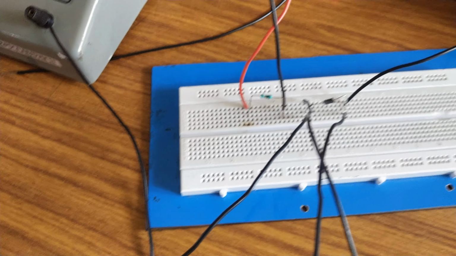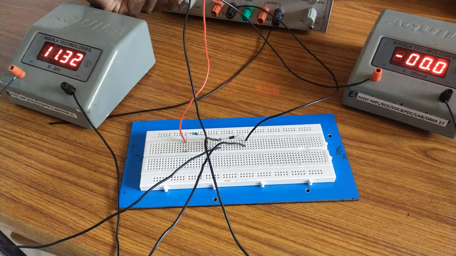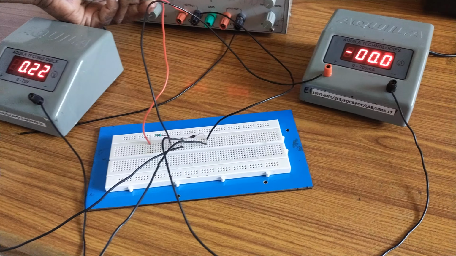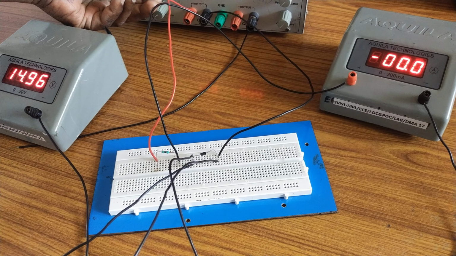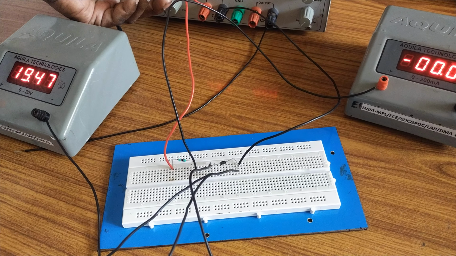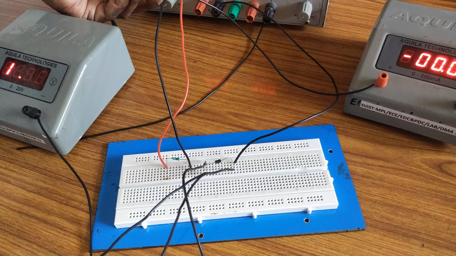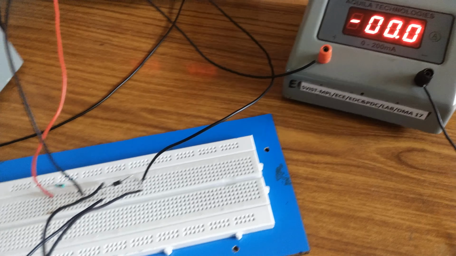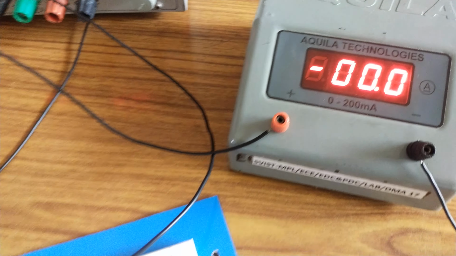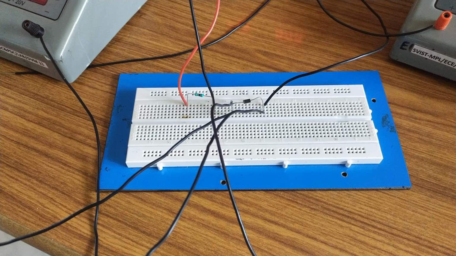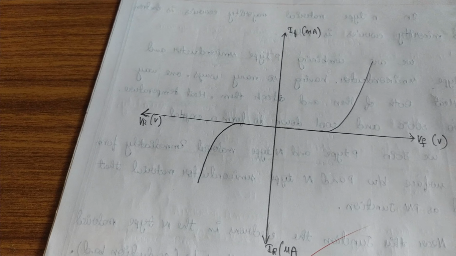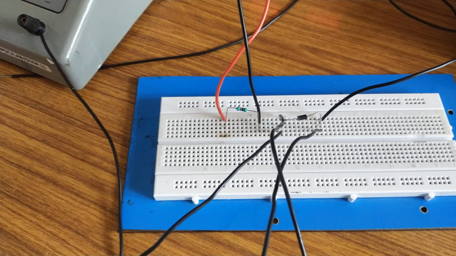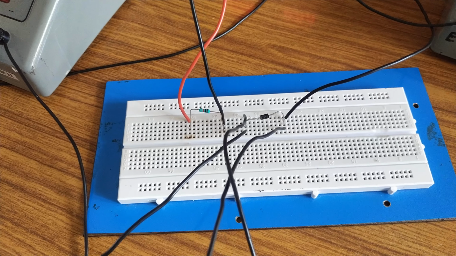Now if you apply the voltage also, there is no current flowing in the right-hand side ammeter, because the diode does not conduct electricity when it is in reverse bias condition. There is no current in the ammeter because the diode is reverse biased. The same thing we have to plot as a graph. When you increase the voltage further, the diode will break down.